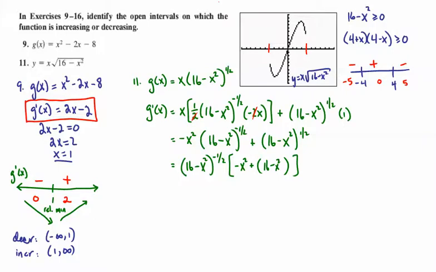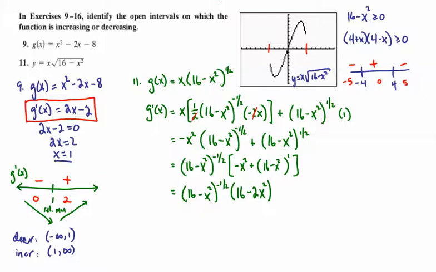When we multiply two numbers with the same base, we add exponents, so -1/2 plus what is going to equal +1/2? -1/2 plus 1. And so that's just going to be 16 minus x squared. We rewrite 16 minus x squared to the negative 1/2 times 16 minus 2x squared.